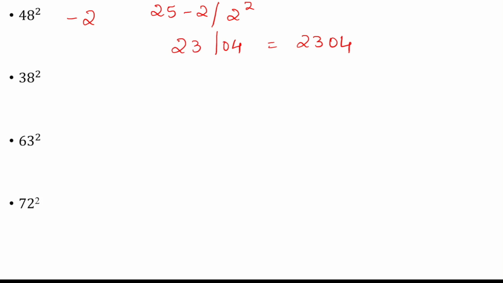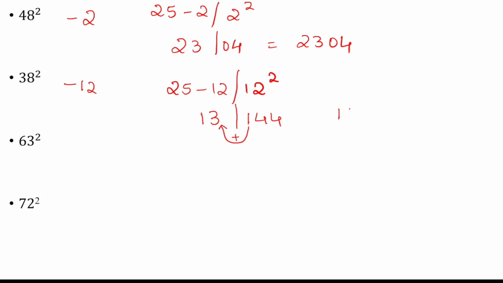Next, 38 square. 38 is how much less than 50? It is 12 less than 50. So, therefore, 25 minus 12 bar 12 square. 25 minus 12 is 13 and 12 square is 144, but we want only 2 digits. So, add this to the neighboring number. Okay. So, how much will it be? It will be 1, 3 plus 1 is 4 and 44 as it is. Now, totally join them. So, it is 1444. Okay. So, 38 square will be how much? 1444.